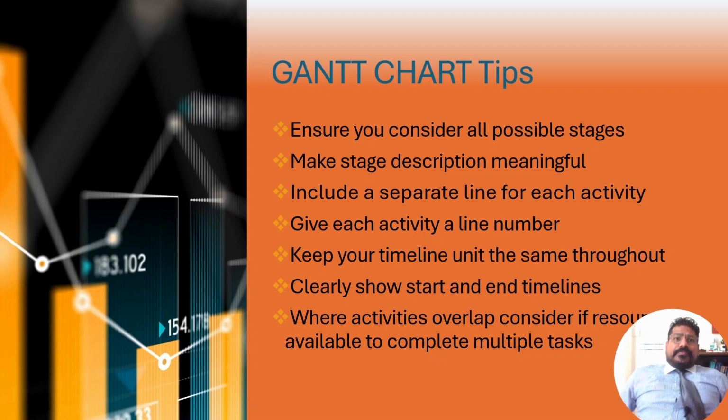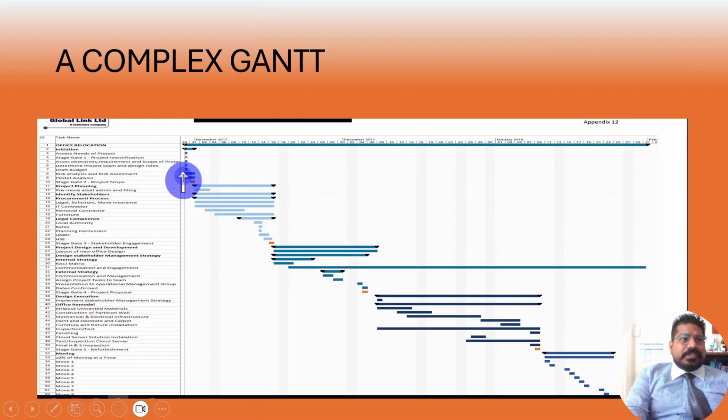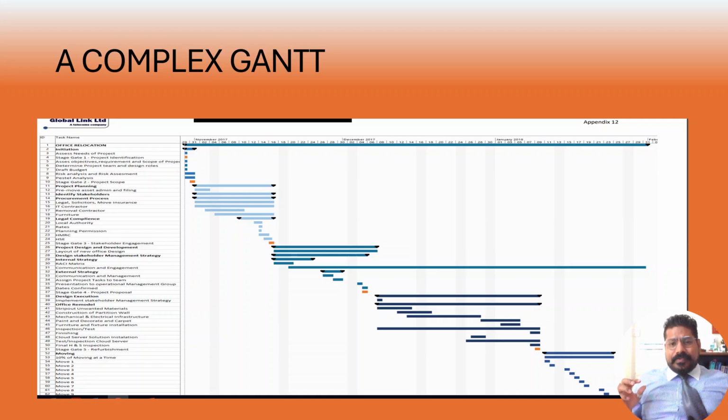Gantt chart tips: ensure you consider all possible stages. Make stage descriptions meaningful. Include a separate line for each activity, like here, if you see, each line of activity has been mentioned separately. And I think I explained this in WBS as well. In WBS, you have to break down the whole of your scope into a number of activities. Those activities should be trackable, manageable and doable. And if you add up all those WBS activities, it will give you the complete scope.